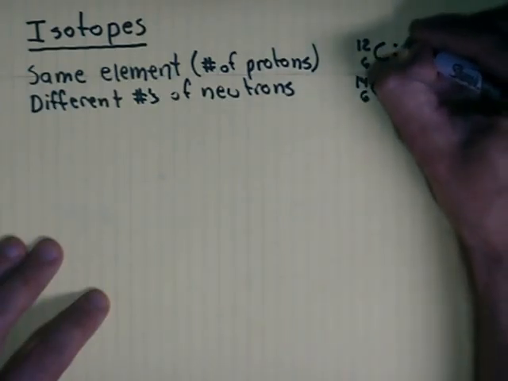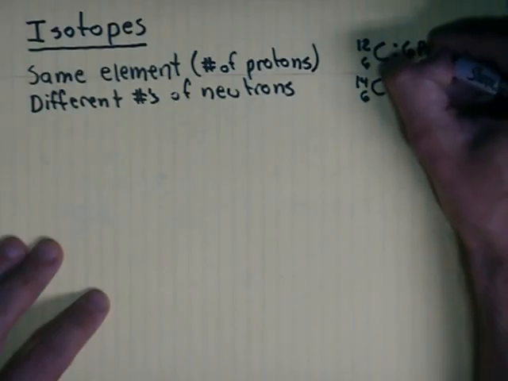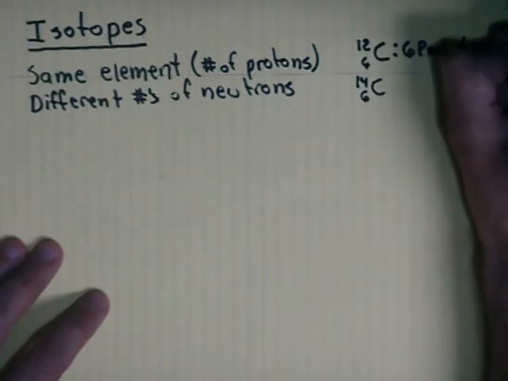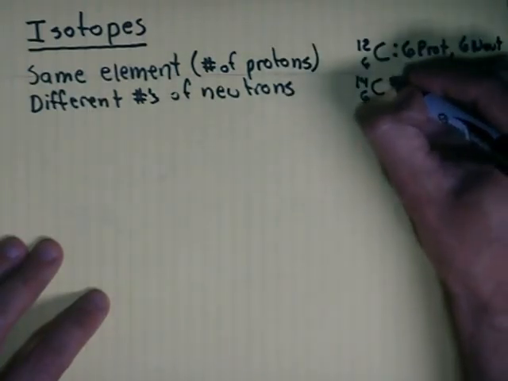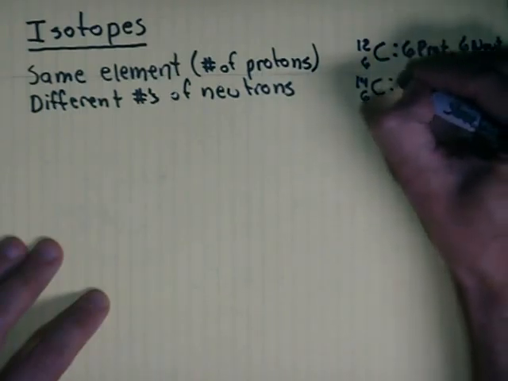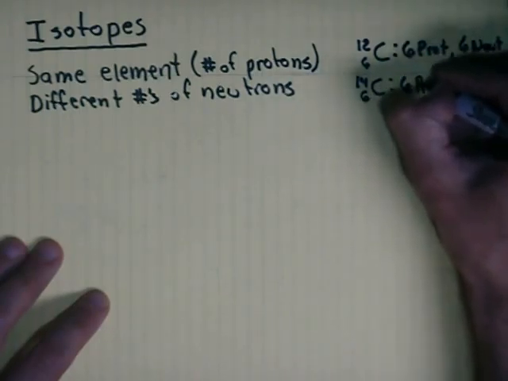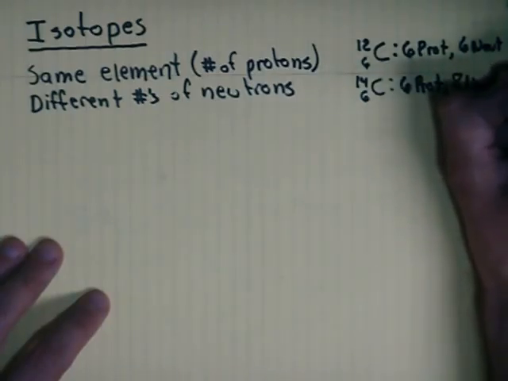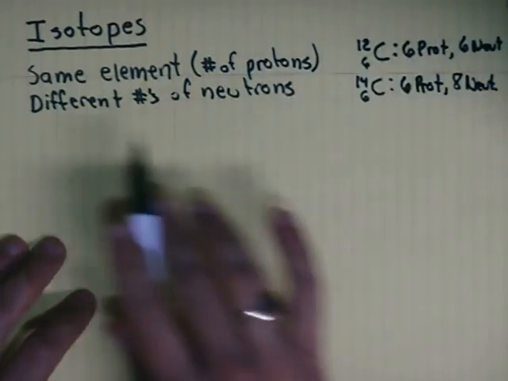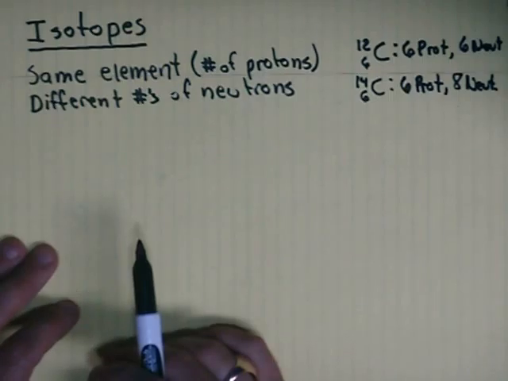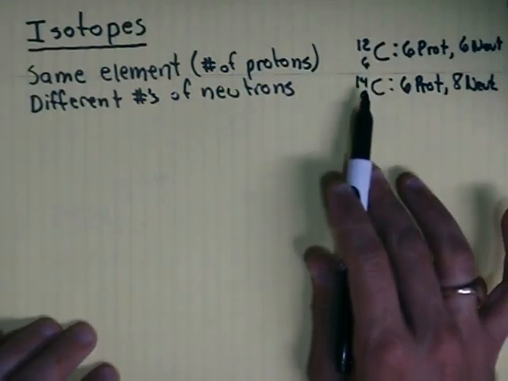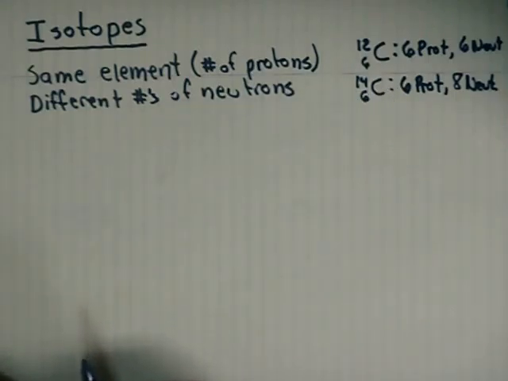So if we remember, carbon-12: 6 protons and 6 neutrons. Carbon-14: 6 protons and 8 neutrons. So carbon-14 and carbon-12, they behave chemically exactly the same. It's that carbon-14 is just a tiny bit heavier because it has those extra 2 neutrons in the nucleus.